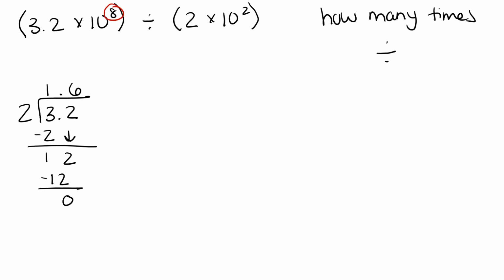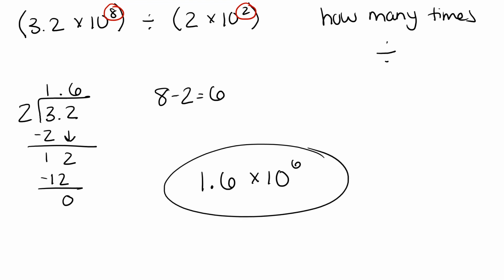When we're dividing, we subtract our exponents. So we would subtract 8 minus 2, which is 6. And use all of that information to write our final answer. 1.6 times 10 to the 6th power.